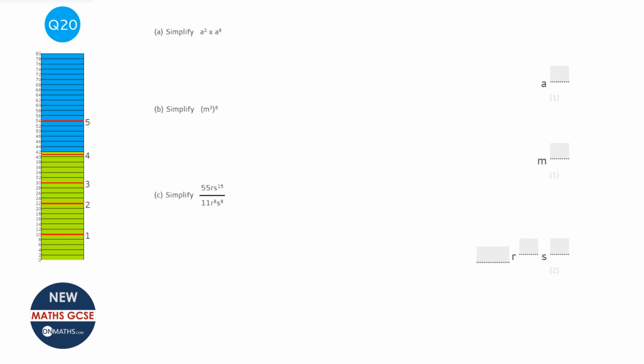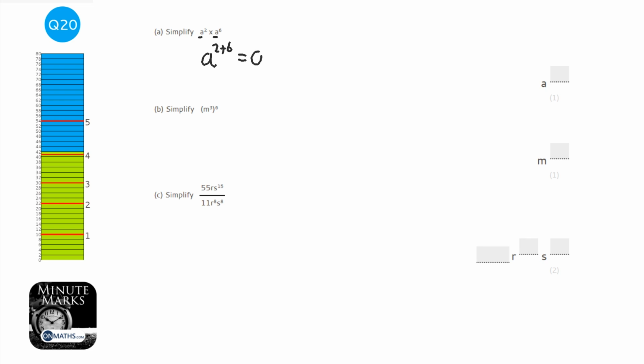These questions are just based on a few rules of indices. The first rule says that if you've got 2 powers with the same base, which these two do because they're both A, you add the powers. Now if you think about it, A squared is A times A, and A to the power of 6 is A times A times A times A times A times A. So in total we're timesing A by itself 8 times. So it's A to the power of 8.